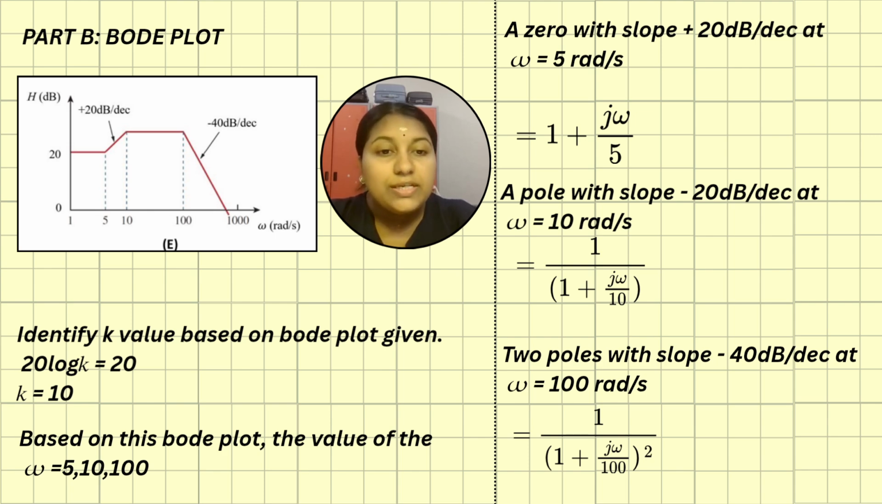The flat region starting after omega equal to 10 radians per second shows a pole at 10 radians per second. The steep decline of negative 40 dB per decade after omega equal to 100 radians per second implies the presence of two poles at 100 radians per second. As you can see in the graph, the omega values are 5, 10, and 100, and the k value is 10.